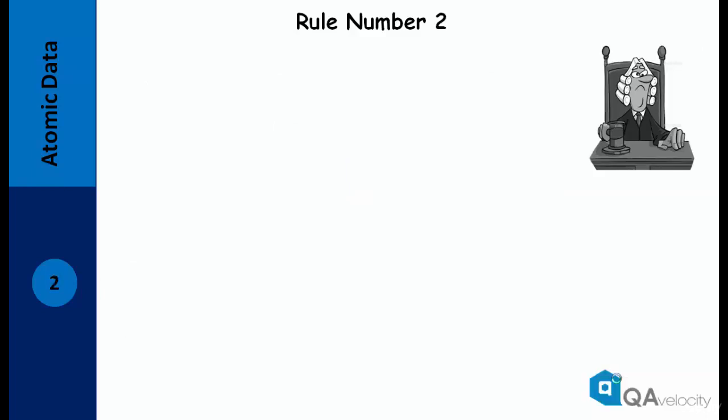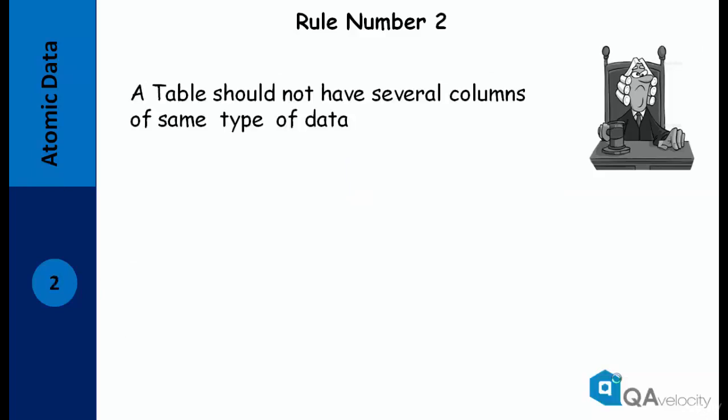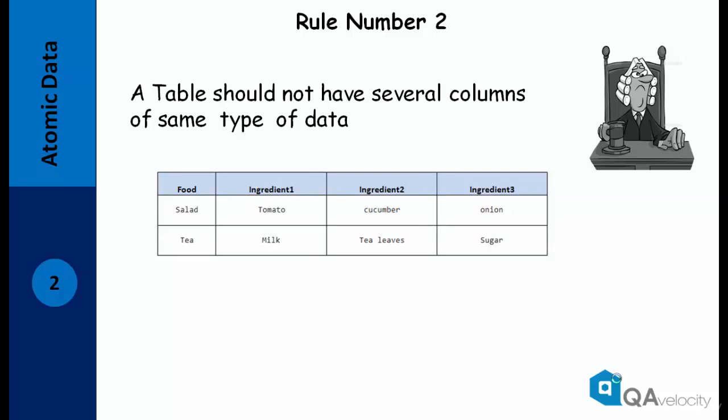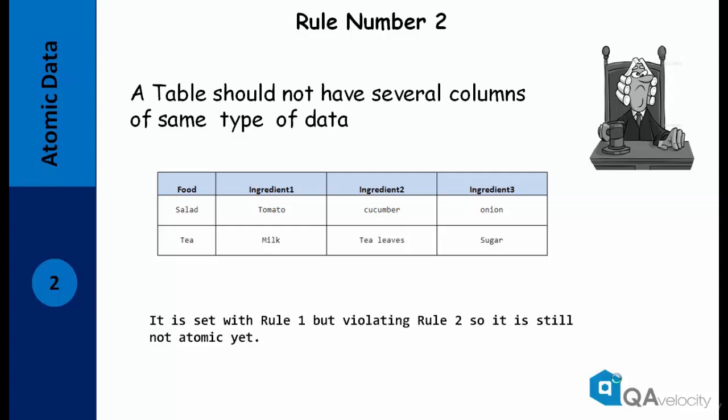Now let's talk about the second rule of atomicity. The second rule says a table should not have several columns of the same type of data. If we again have a look at our food details table, we have multiple columns of ingredients, and all these columns have the same type of data: tomato, cucumber, onion. So currently our table is set with rule 1 but violating rule 2. So it is still not atomic yet.